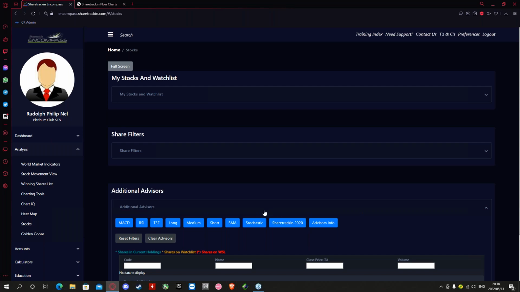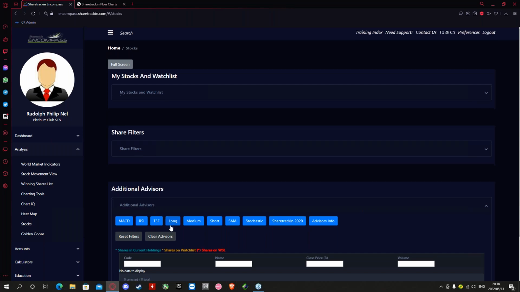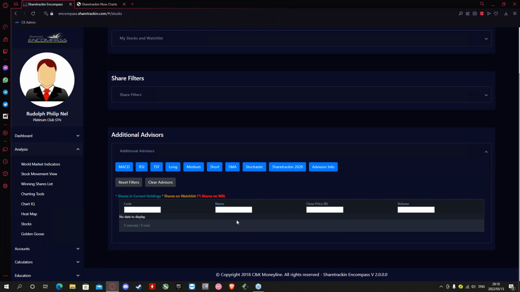So over here, it will give you the code for the company, the name for the company, the closing price, and the volume. By standard, that's what you would find. If you click on reset filters, that usually resets your filters, so if you put in any filters, it will reset it for you. If you click on clear advisors, it will remove any advisors that you've put in. So we're going to put in two.